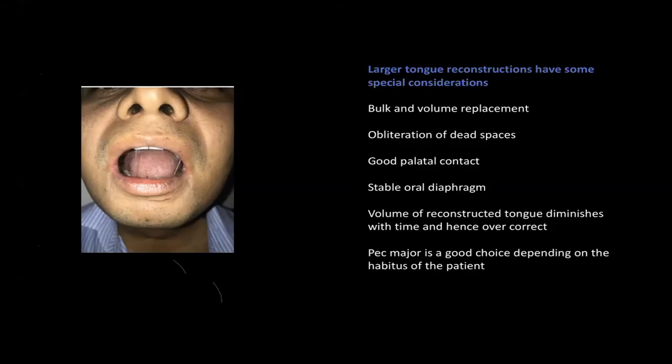As I mentioned, the volume of the reconstructed tongue diminishes over time, and hence we have to overcorrect. And pec major is an excellent choice depending upon the habitus of the patient. Here you see the pec major inside the patient's mouth six months post radiation. Still there is bulk. The skin has been shed and desquamated because of the radiation, and there's no hair. But the flap has good contact with the palate, and the patient was off the feeding tube and was able to vocalize to some extent.